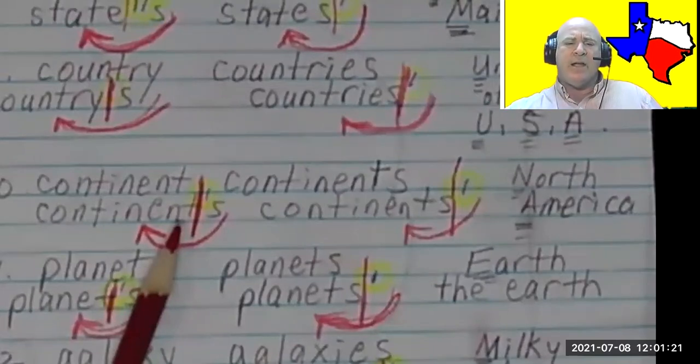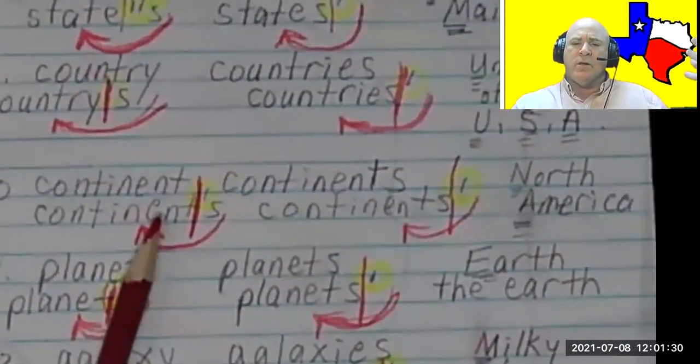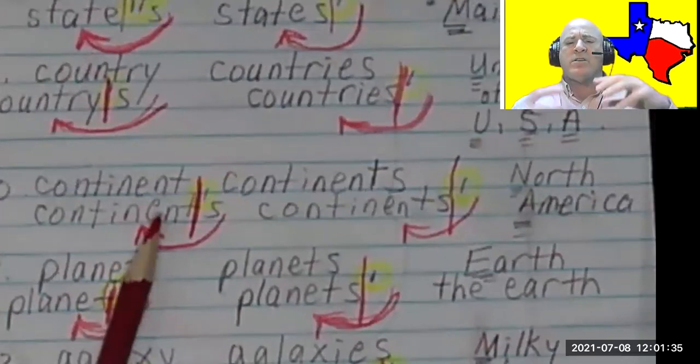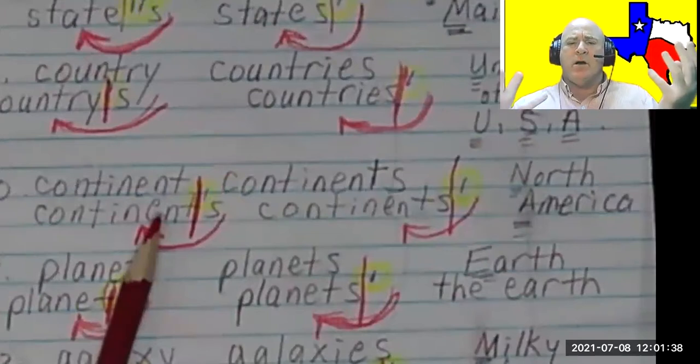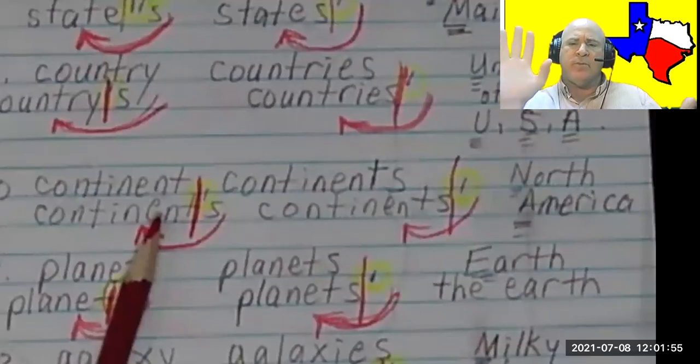Okay. Number 10D, continents, plural, possessive. The continents' separation on our planet is so large that we often need ships or planes to get from one to the other. Continents, plural, possessive. The separation of the continents is what we're talking about.